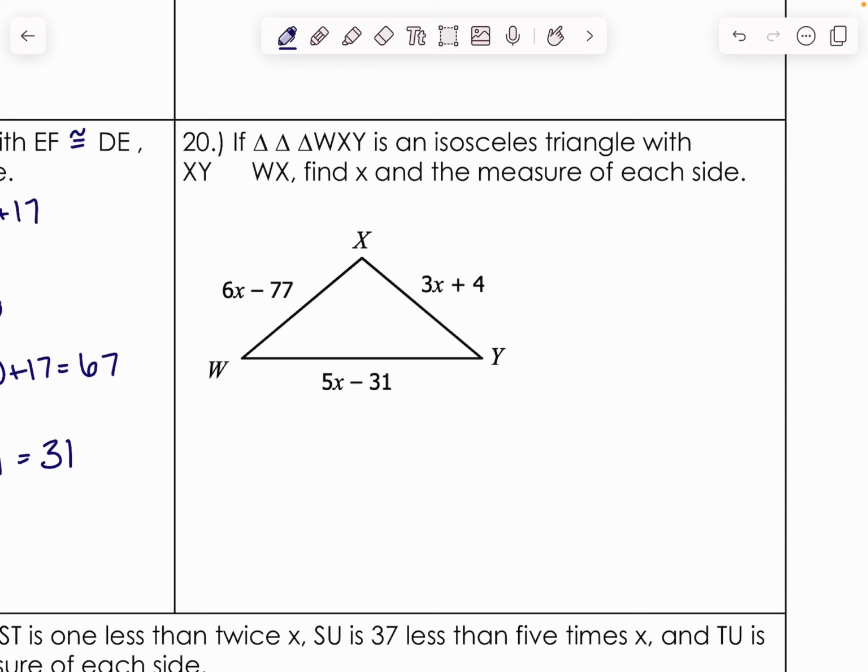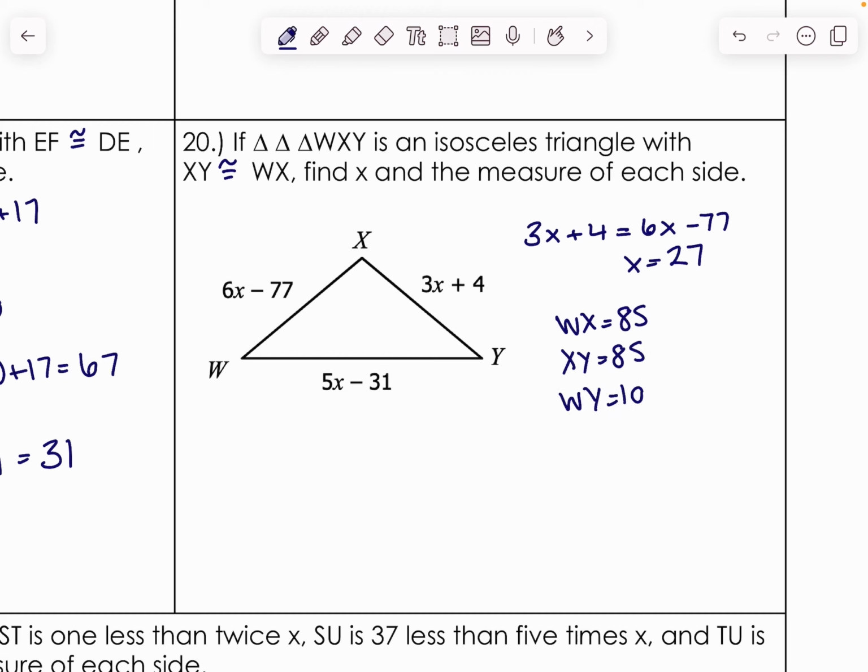All right, so again, we have another isosceles triangle. XY is congruent to WX. So those are going to be equal to each other. And then you should get x is equal to 27. And then plugging it in, your sides are going to be WX equals 85, XY equals 85, and then WY equals 104.